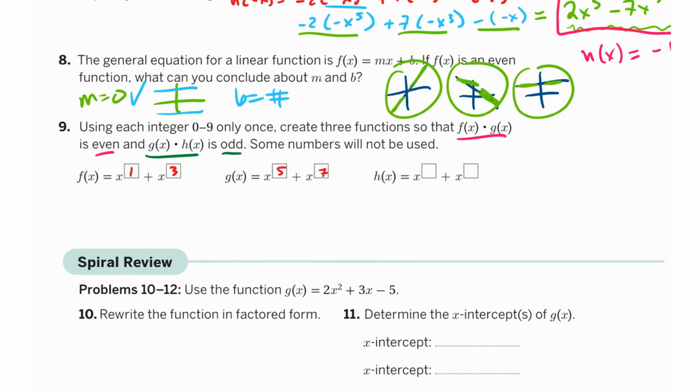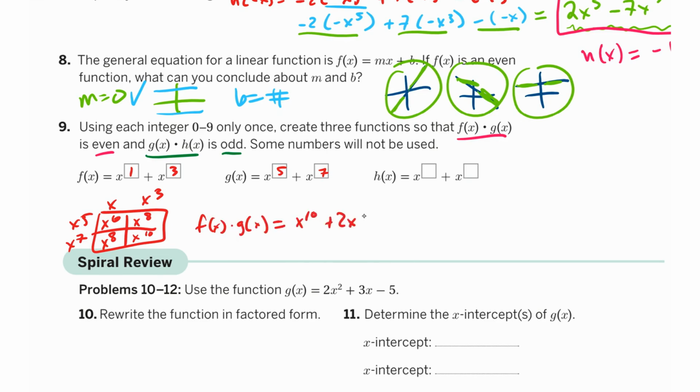The reason that I do that is because if I were to multiply x cubed, x to the power of 5, and x to the power of 7, every time I multiply on the inside, all of my terms, like x to the power of 10, would then be even. So in this case, if I was doing f of x times g of x, that would equal x to the power of 10 plus 2x to the power of 8 plus x to the power of 6.